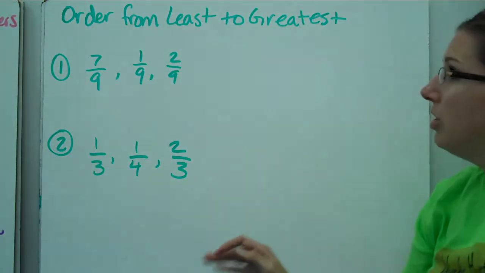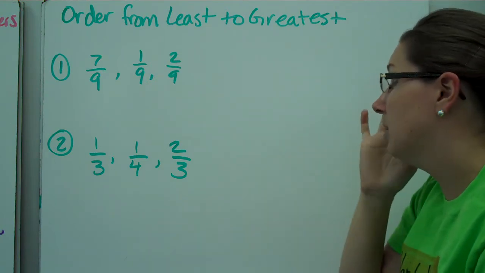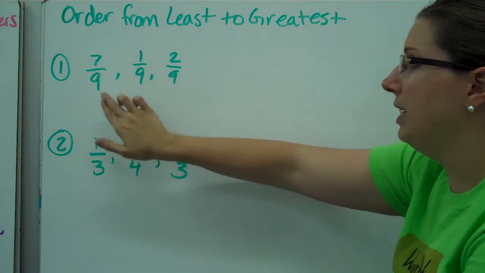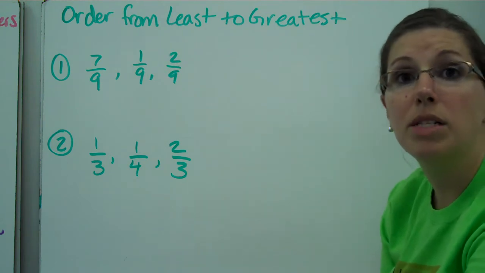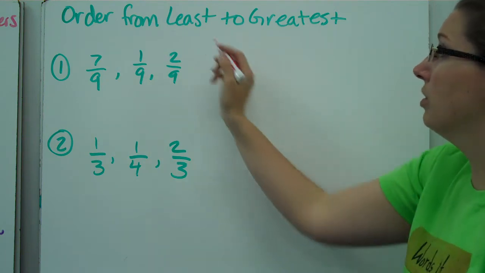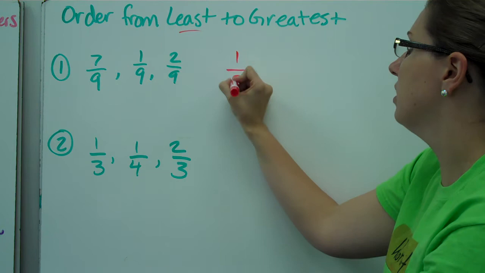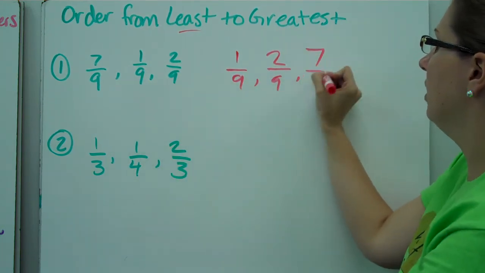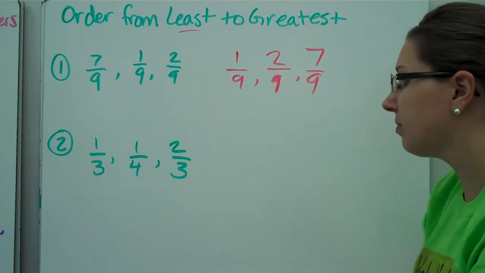Now we're moving on to putting numbers in order. So I've got a series of numbers here, and it just says order from least to greatest. So in question 1, I've got 7/9, 1/9, and 2/9. Well, luckily, they all have the same denominator. So I just need to compare their numerators. We're starting with the least, the smallest number. So in this case, 1/9 is the smallest, going then to 2/9 and to 7/9. These are my numbers written in order from least to greatest.